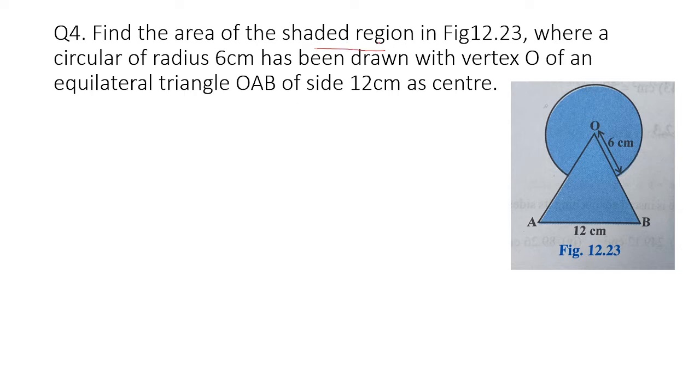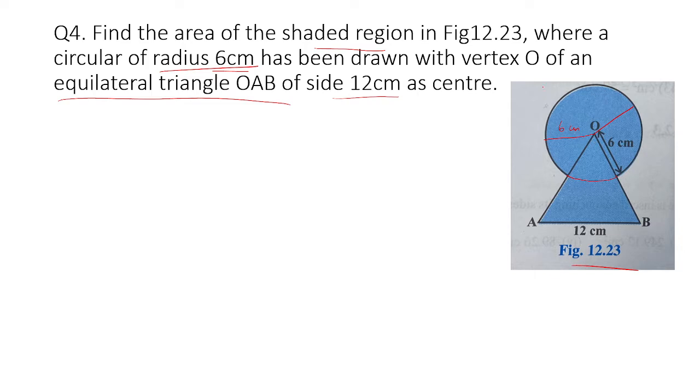The area of the shaded region in figure 12.3, where we're given radius is 6 centimeter, has been drawn with a vertex of an equilateral triangle of side 12 centimeter, okay? So when you read the question, the first thing that should come to your mind is, they have given the radius. So radius is given as 6 centimeters, so that means this is the radius of the circle. Even if it may not be seen, we must understand that if we draw another line, this is a circle, right? So this is given as 6 centimeter, which we will be making use of, clear?